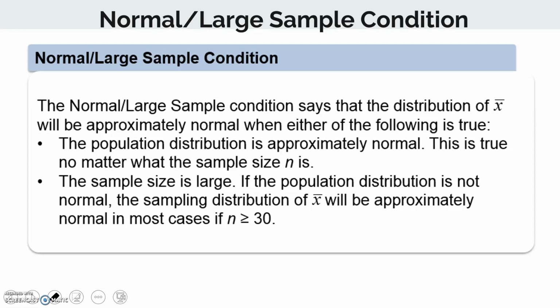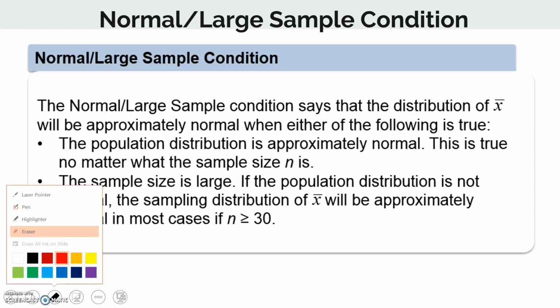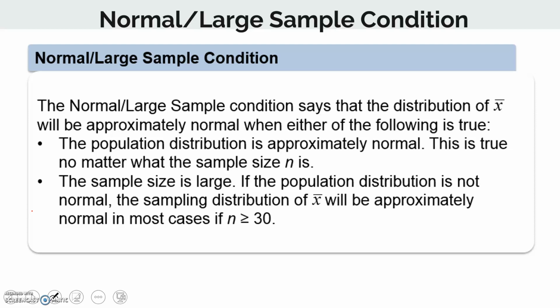But I did want to talk about the normal large sample condition. So the normal large sample condition says that the distribution of X bar will be approximately normal when either of the following is true. The population distribution is already approximately normal. If that's the case, then the sampling distribution will be normal. Also, if the sample size is large. Okay, what do we mean by large? By large, we mean n greater than or equal to 30.